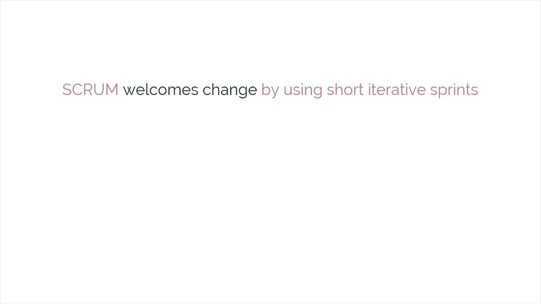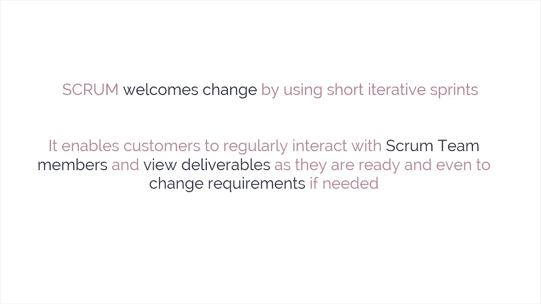Scrum projects welcome change by using short, iterative sprints that incorporate customer feedback on each sprint's deliverables. This enables the customer to regularly interact with the Scrum team members, view deliverables as they're ready, and change requirements, if needed, earlier in the sprint. Also, the portfolio or program management teams can respond to change requests pertaining to Scrum projects applicable at their level. Let's now look at the last Scrum aspect, which is risk.